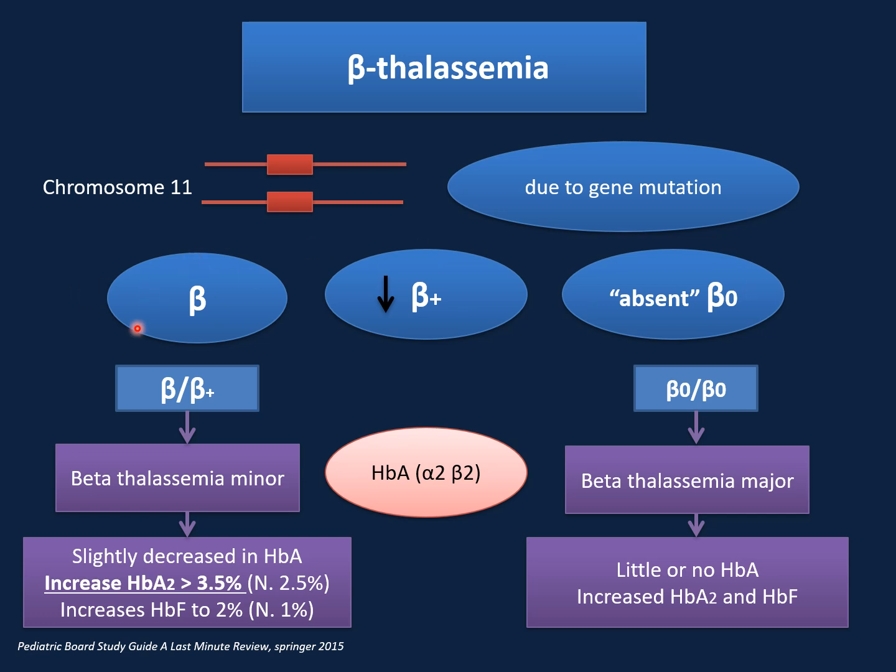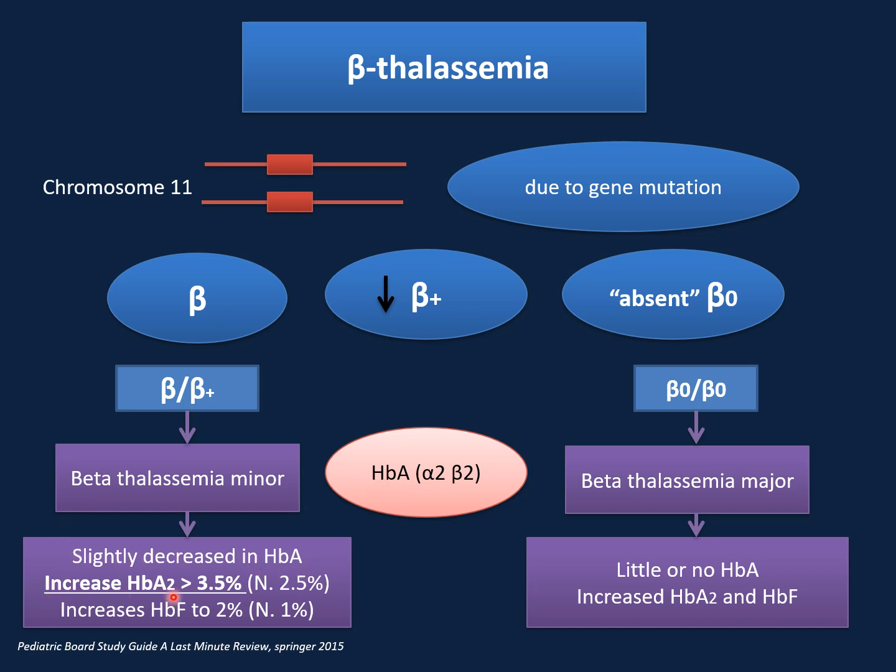So you have 3 possibilities: either normal beta globin, or decreased synthesis of beta globin, which we'll mark here as beta plus, or absent beta globin, or beta 0. So if you have normal beta combined with a decreased beta, or beta plus, this will present as beta thalassemia minor. The idea here is you will have decreased synthesis of beta 2, and this will accumulate more alpha 2 and will make alpha tetramer or alpha 4, and this will destroy some of the hemoglobin A and will present with a slight decrease in hemoglobin A in electrophoresis.